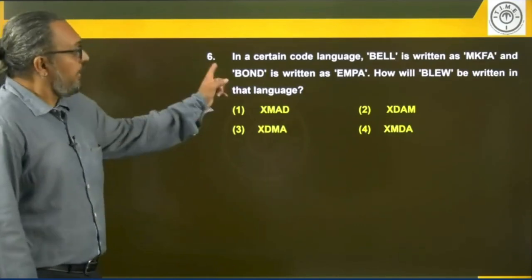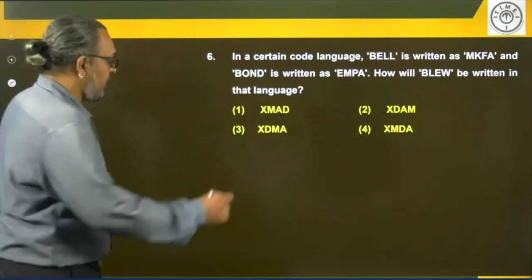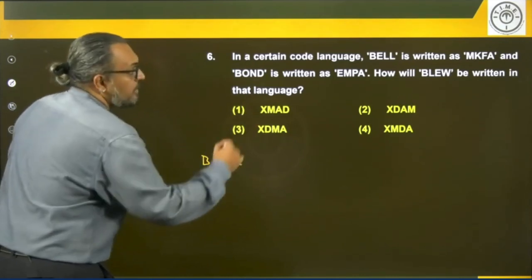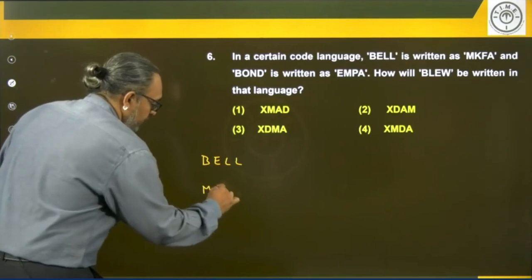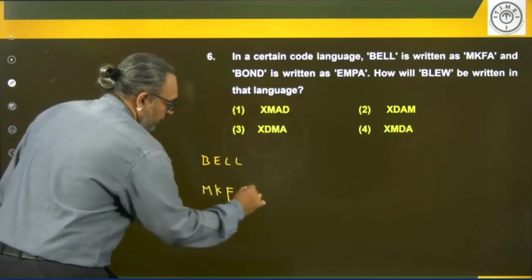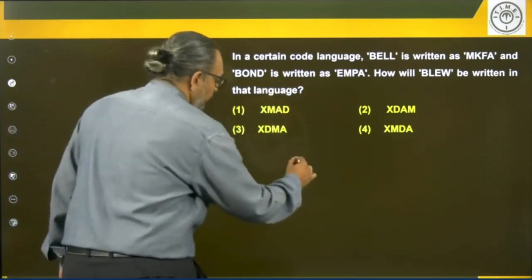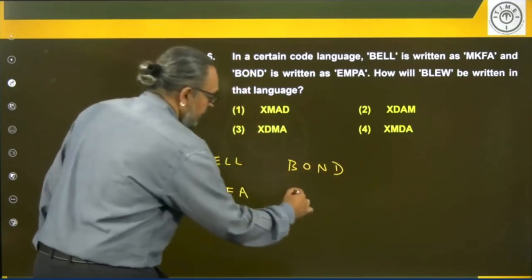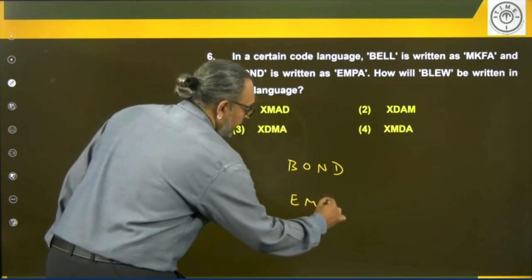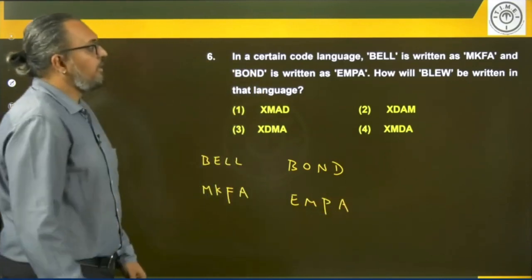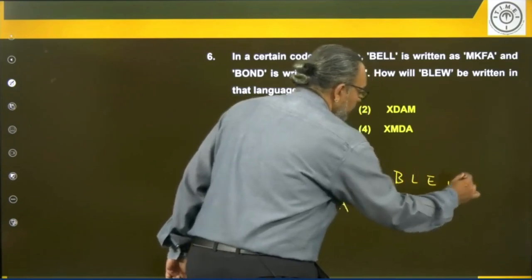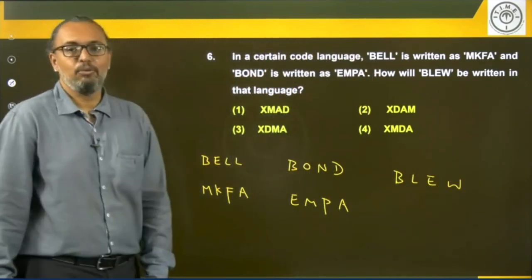Then, in a certain code language, bell is written as MKFA, and then we have the word bond, that's written as EMPA. Now, how will blue, B-L-E-W, be written in that language?